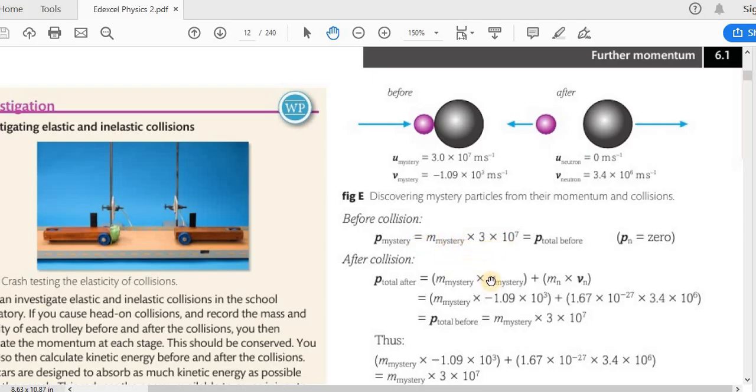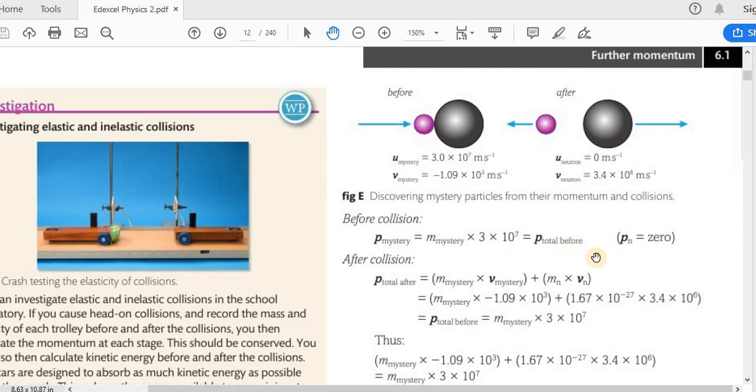So the mass of the mystery particle, which is what we need to find, times the initial velocity of the mystery particle, which is 3 into 10 to the power 7 meters per second. So this is the total momentum before the collision, or before the interaction.